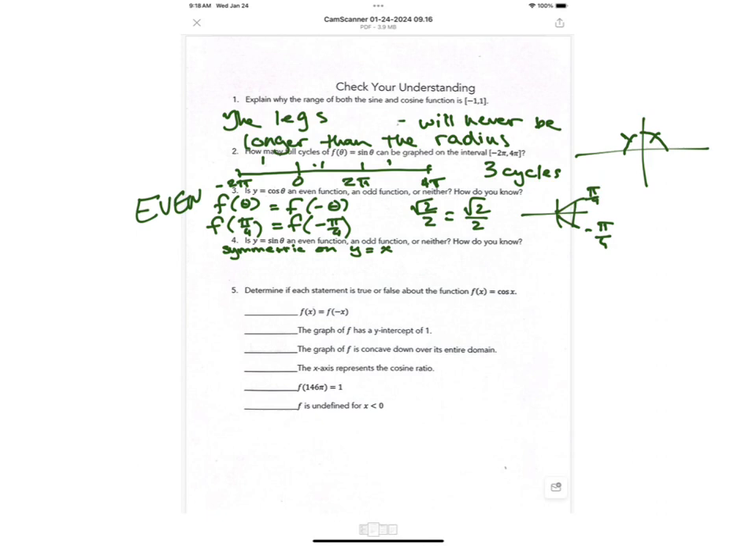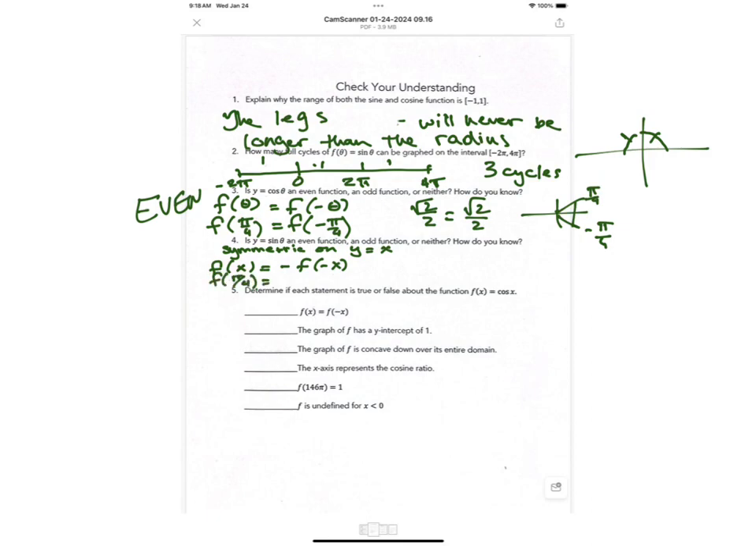Okay, so when it's odd, we have f of x is equal to negative f of negative x. So if I go on one side or the other of the y-axis, I should get opposite signs. Same number, but opposite signs. So let's try it. Let's try f of pi over 4.